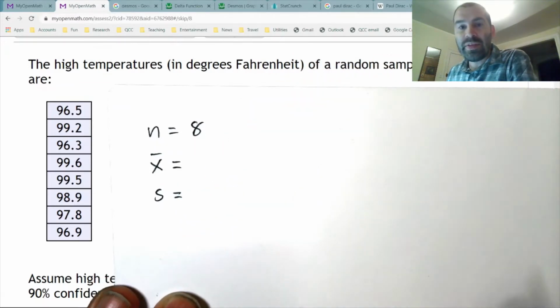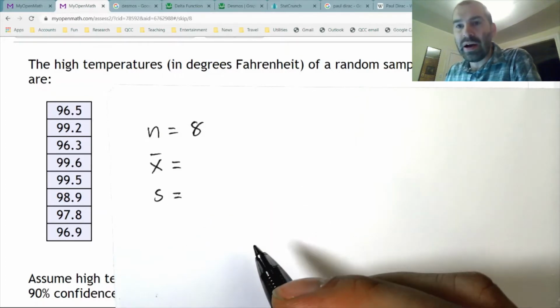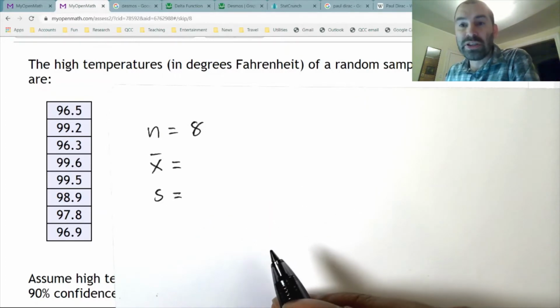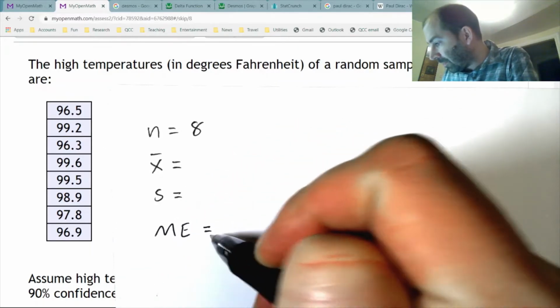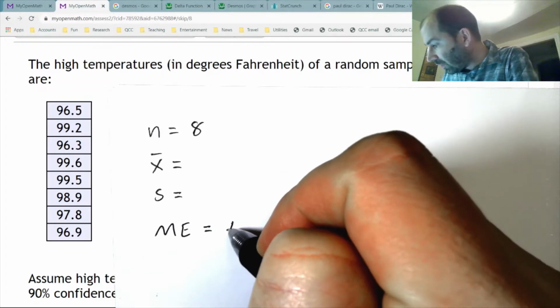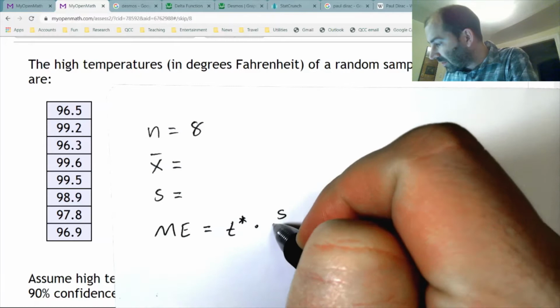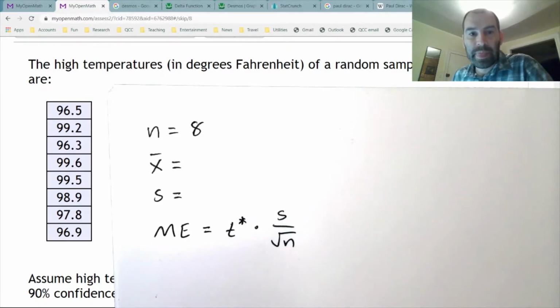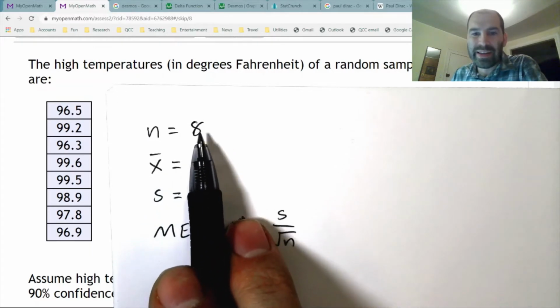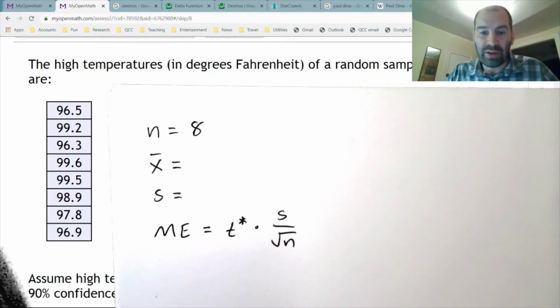And then from that information, we are going to be able to find the margin of error for our confidence interval. All right. The margin of error, remember, is given by the critical t-score multiplied by the standard deviation divided by the square root of the sample size. Okay? All we have right now so far is n. Let's go to StatCrunch and see if we can get this other stuff.